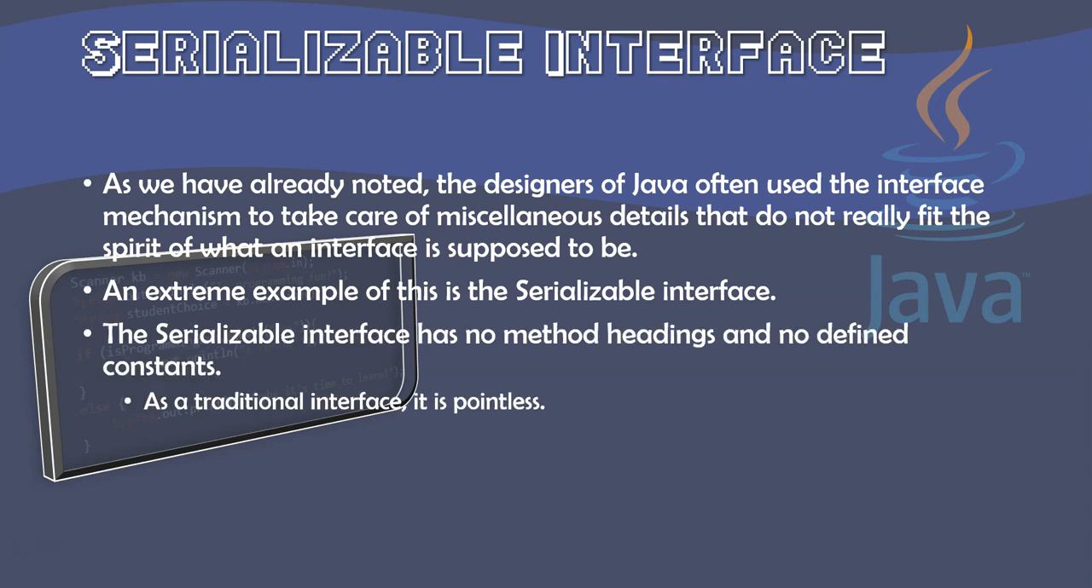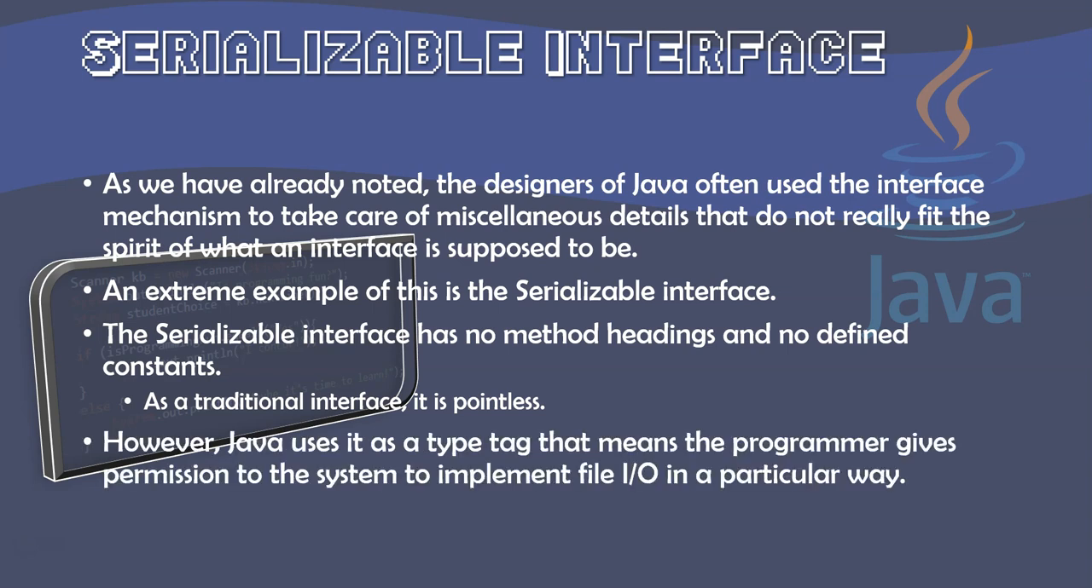This interface has no method headings and no defined constants, which, if we think about how we've traditionally done our interfaces up to this point, is kind of pointless because it doesn't have that same spirit. However, Java often uses it as a type tag, which means the programmer gives permission to the system to implement file I/O in a particular way. And we have, of course, discussed some of these mechanisms back when we looked at file I/O.